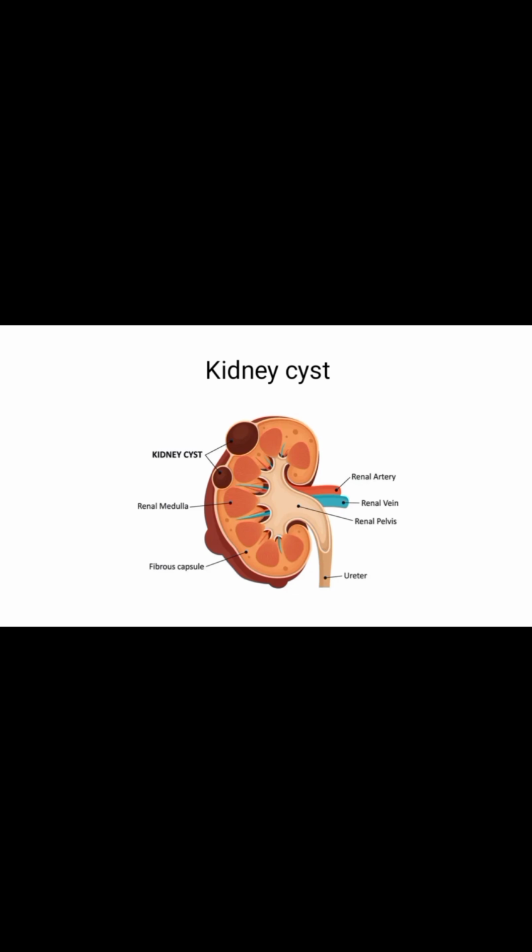Lastly is the kidney cyst. This simply means an outgrowth. Kidney cysts are usually round patches of fluid that form on or inside the kidney. As you can see in this picture, you can see the cyst forming inside the kidney and also outside the kidney. So it can occur with disorders that may impair the kidney function.